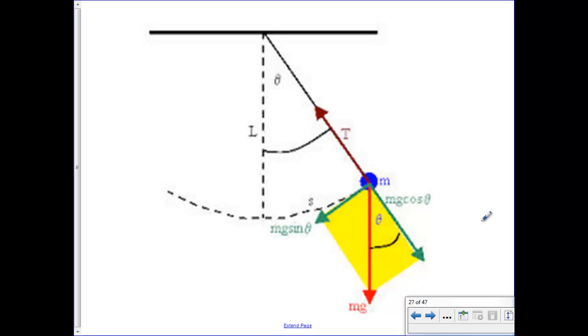Here's just another diagram of basically the same thing. Does that make sense though? You're looking for this bottom side of the triangle here.